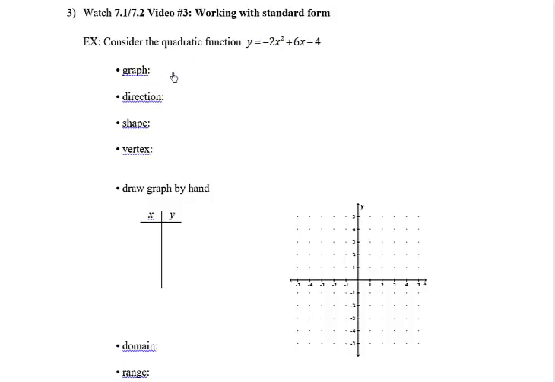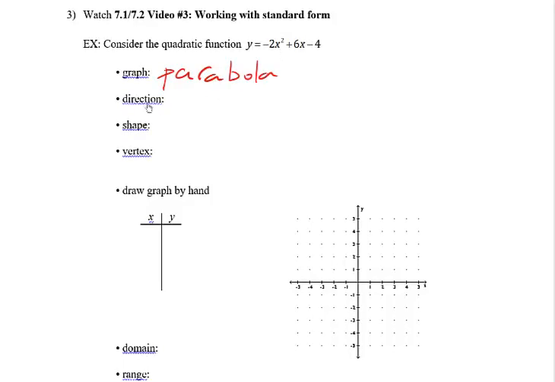The first one is easy. What kind of graph would we get if we were to draw this? Well, obviously a parabola. Direction refers to, would it be an upward opening parabola or a downward opening parabola? Remember, it's the a that tells you that information. Here's the a. It's that -2 right in the front. Since the a is negative, this particular parabola will open down.